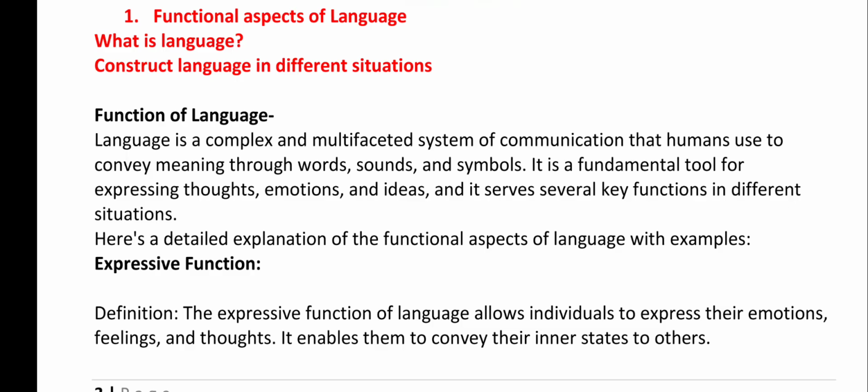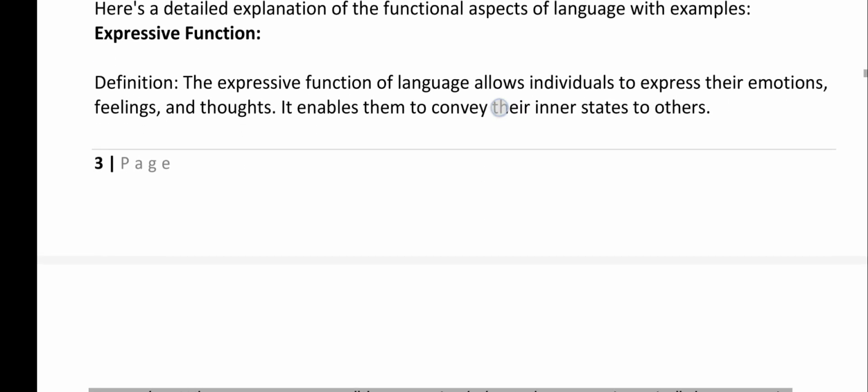So language is a fundamental tool. It is very important because through language we can share our thoughts, ideas, emotions, right? And it also serves key functions in different situations. So here's a detailed explanation of the functional aspects of language with examples. Let us see what the functional aspects of language are.